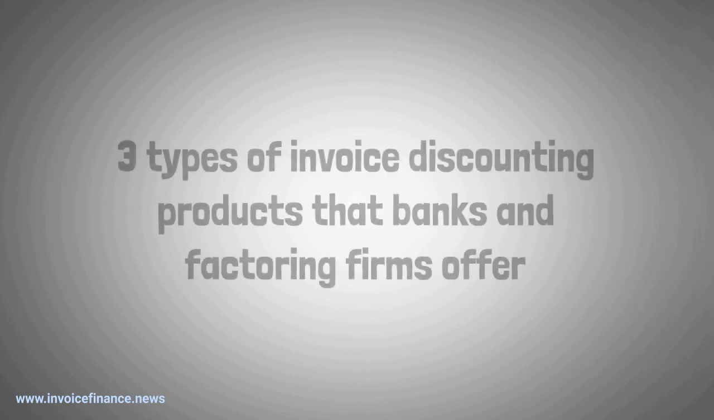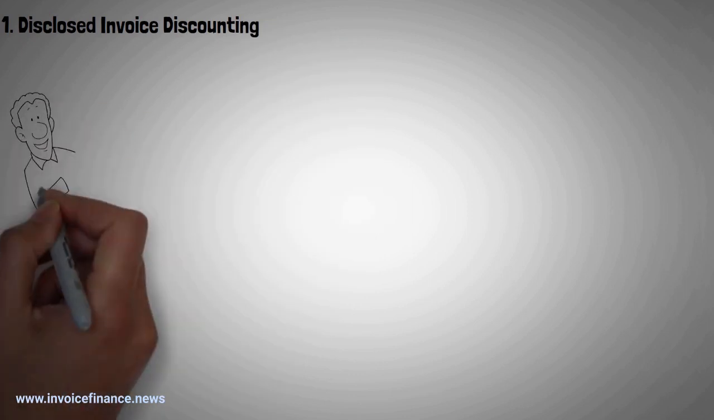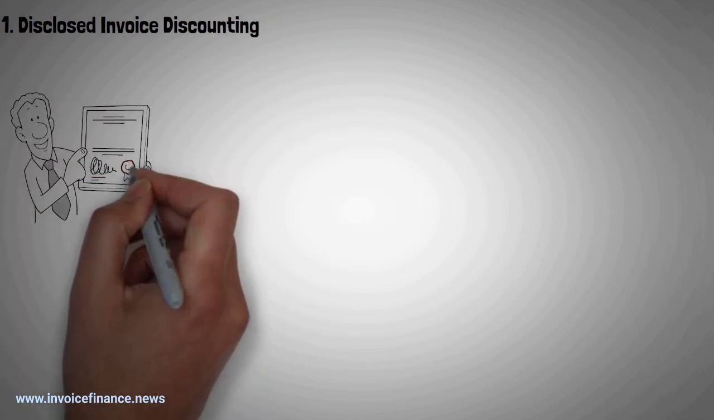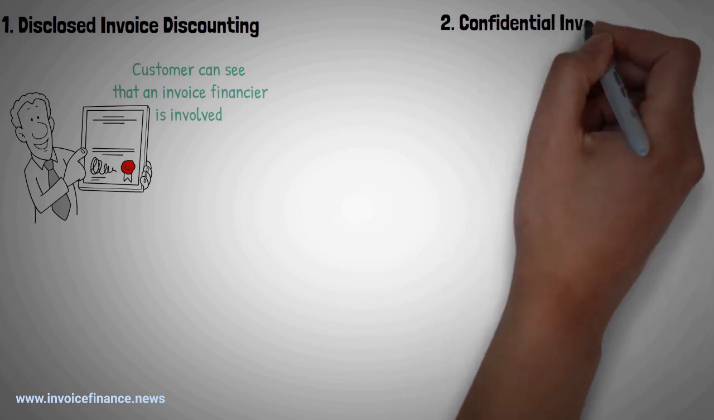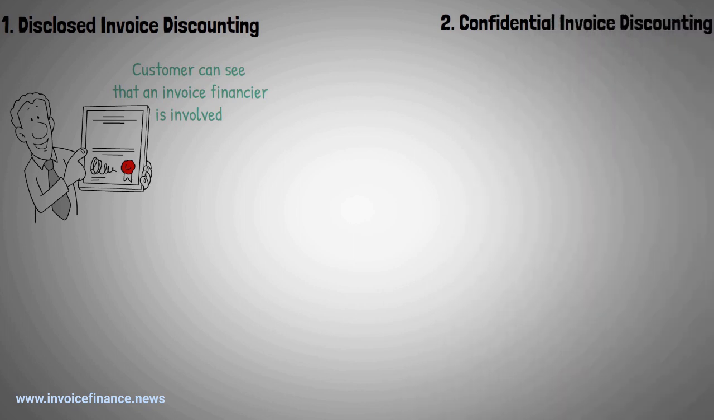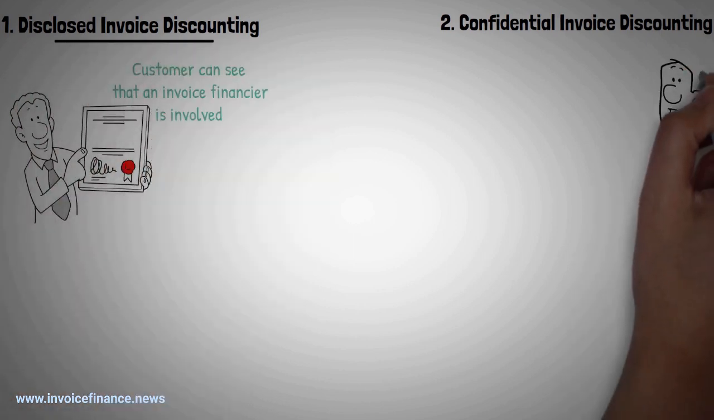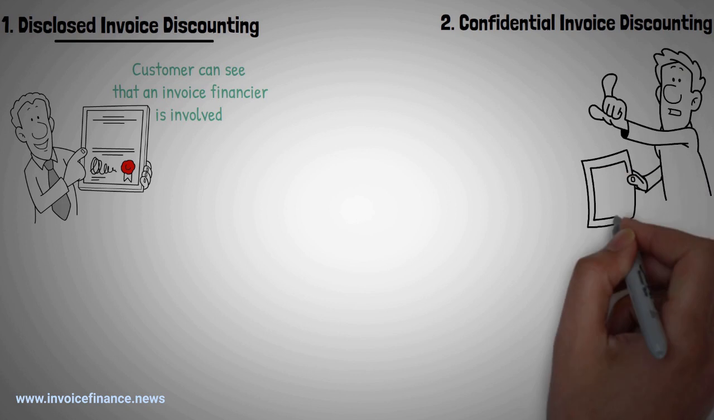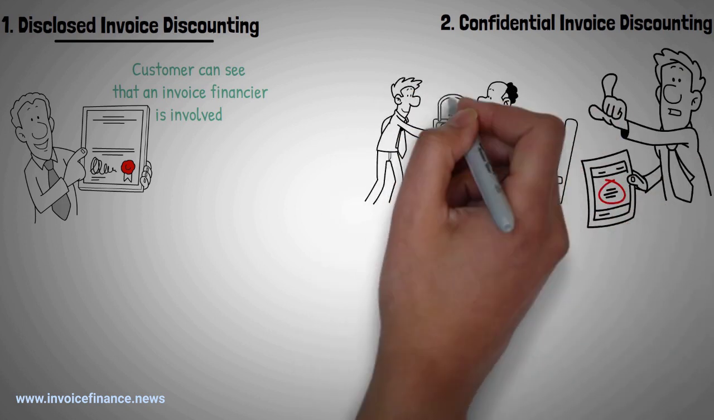Different types of invoice discounting products. There are 3 types of invoice discounting products that banks and factoring firms offer. They are: 1. Disclosed invoice discounting. In this type of invoice discounting, the invoices will hold a notice of assignment so the customer can see that an invoice financier is involved. 2. Confidential invoice discounting. As the title suggests, this is the opposite of disclosed invoice discounting. In this instance, the invoice does not hold a notice of assignment. The arrangement between the invoice financier and the company is kept confidential.